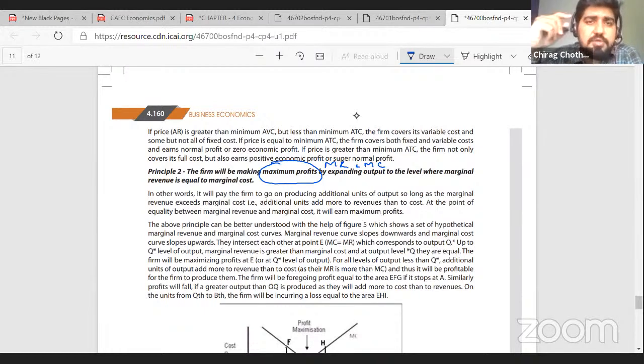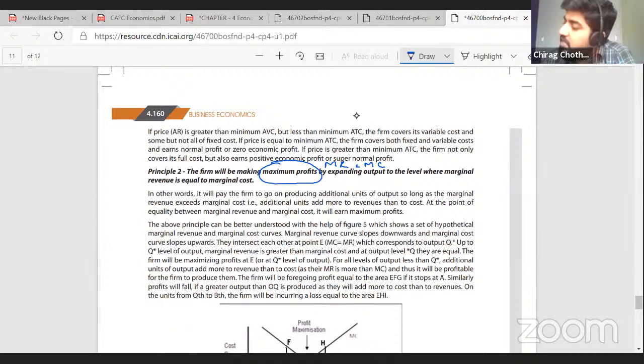What was the first principle, students? The first principle was when your price is equal to your variable cost, you will stop your production. That is your shutdown point. The second principle says what your ideal level of output is. It is the point where your marginal revenue is equal to your marginal cost. That will be the point of maximum profit. This is what is written here.